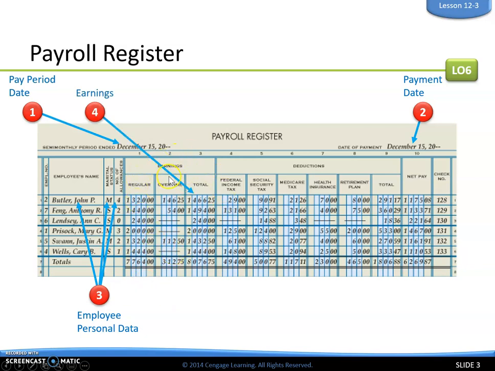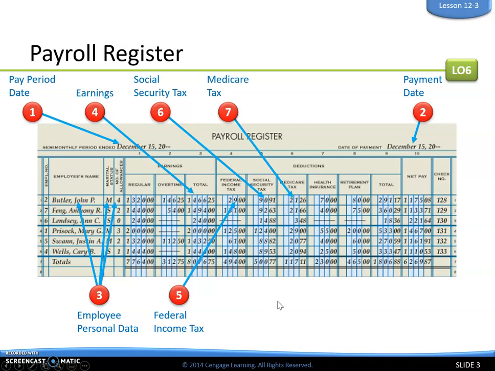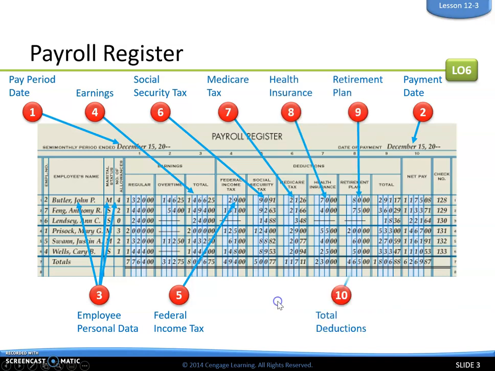Then we have a section of their earnings. So we see their regular, their overtime, and their total earnings. And then we're going to see their deductions broken up into their federal income tax, Social Security tax, Medicare tax, health insurance, and our retirement plan. This then gives the total deductions of all of those. We then see our net pay. Our net pay is going to take our total earnings minus our total deductions to get our net pay.